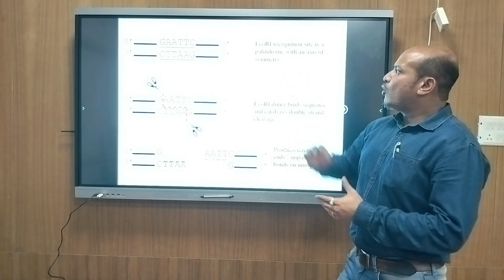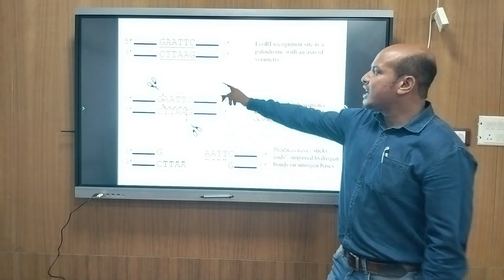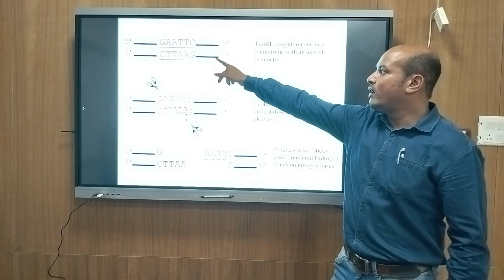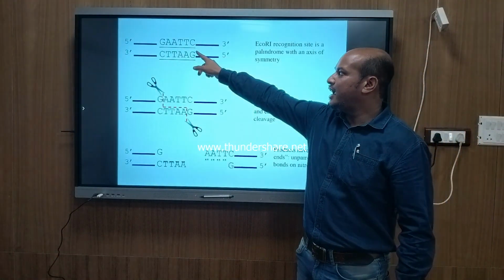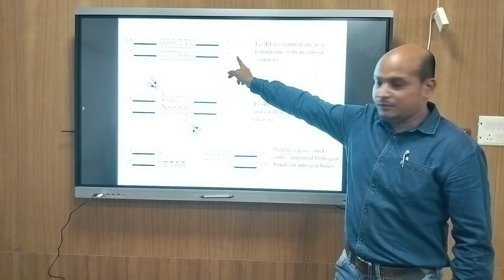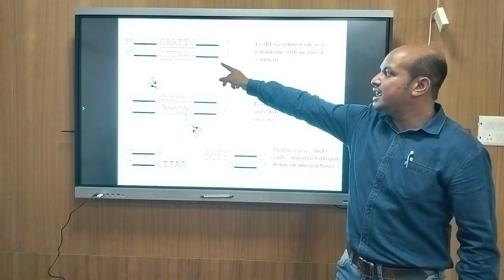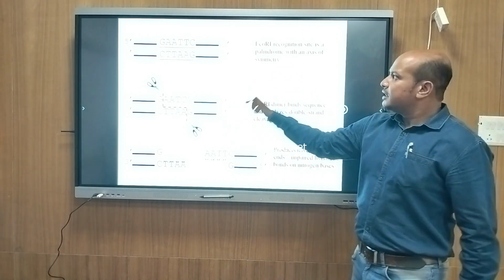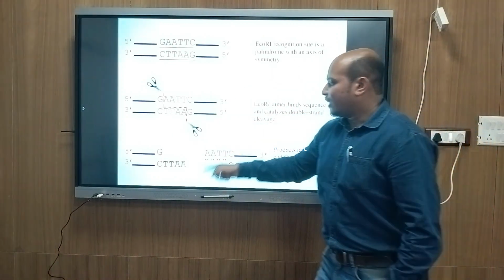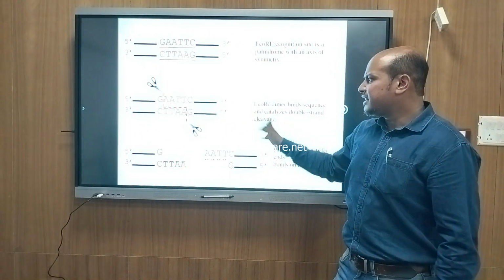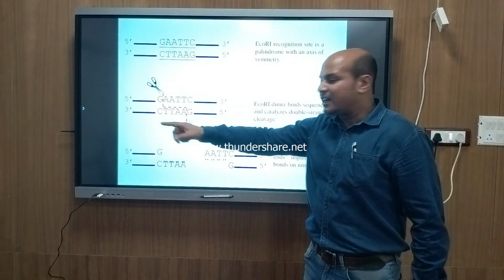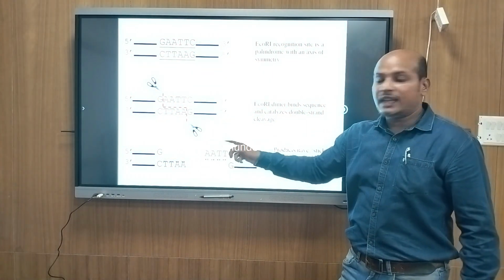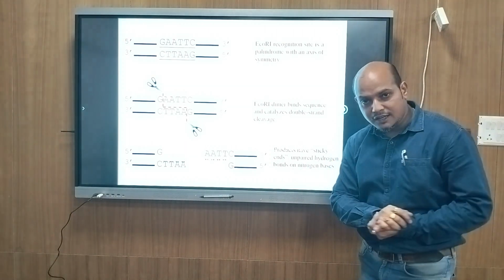And this EcoRI enzyme recognizes the hexanucleotide sequence GAATTC. Again, as we can see over here, it is a palindromic sequence: GAATTC from 5' to 3' of the sense strand, and in the antisense strand it also reads GAATTC. Following its recognition of this sequence, this enzyme makes a staggered cut. It binds over here and cleaves the DNA, producing overhanging sequences. That means it is producing a staggered end cut.